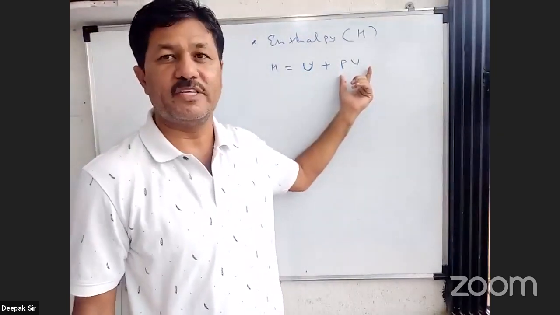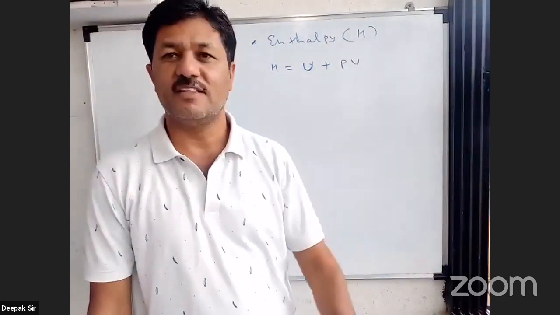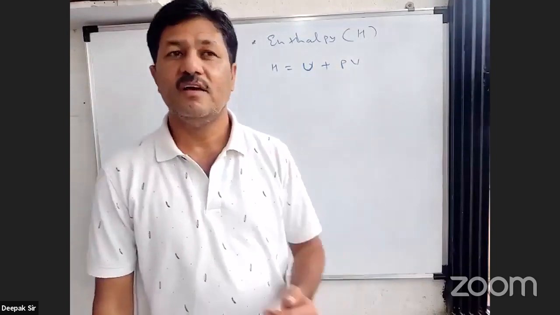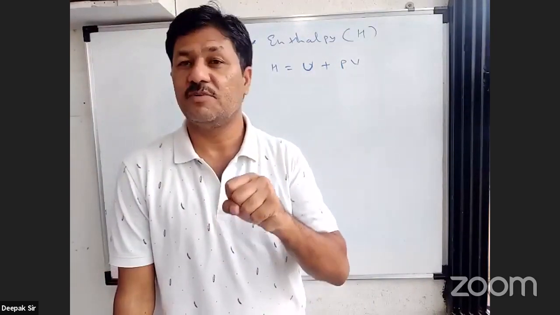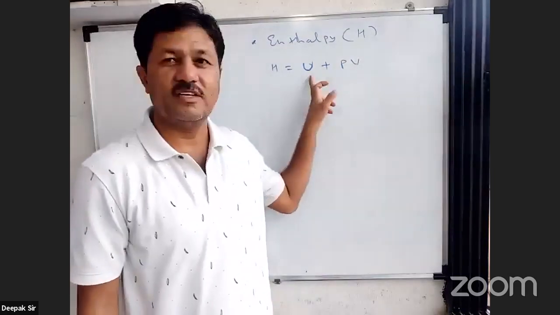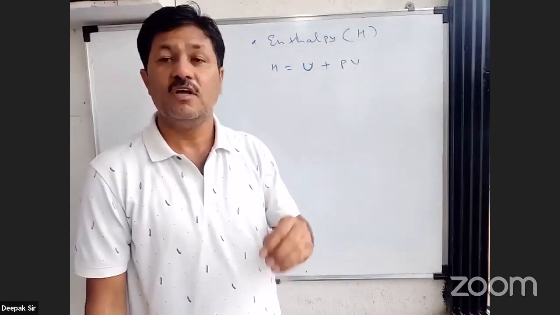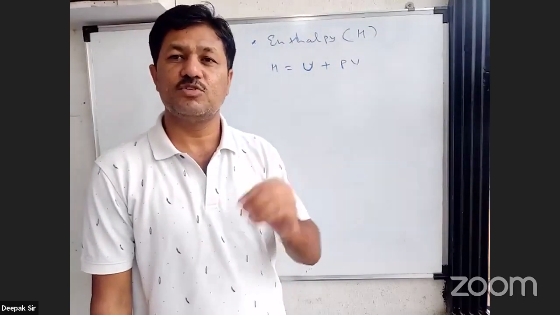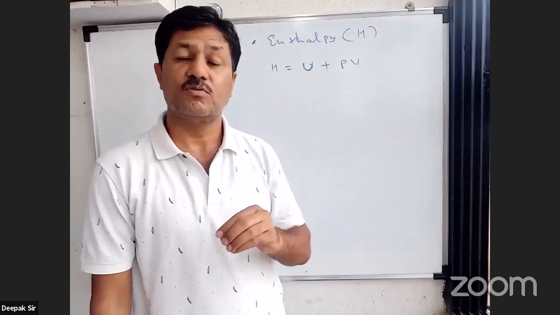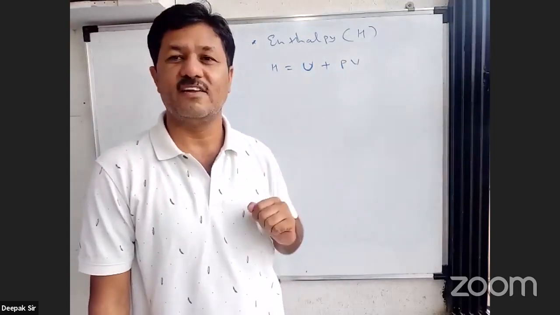That is the work done. So the sum total of these two is nothing but enthalpy. Now see, internal energy is the absolute amount of energy associated with the substance. This U is the sum total of the different types of energy present in the substance. The sum total of different types of energy present inside the substance, matter, or system, we call its internal energy.